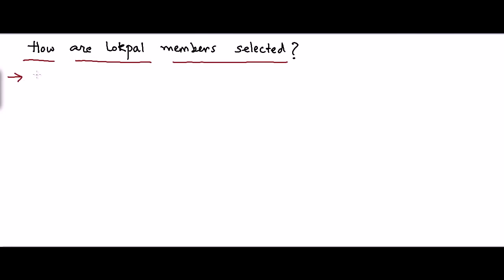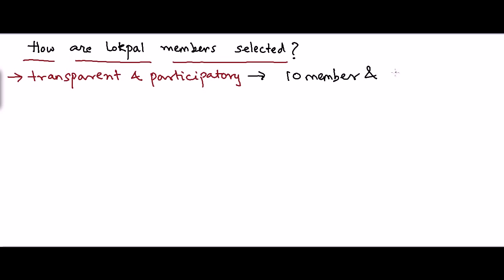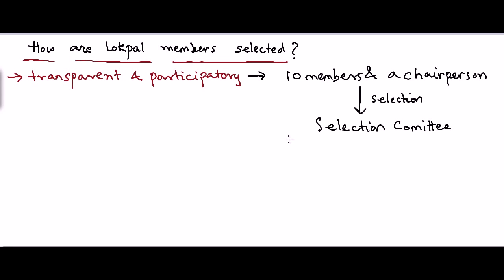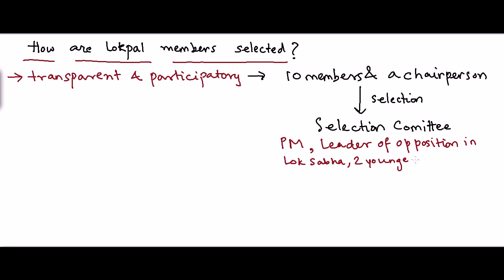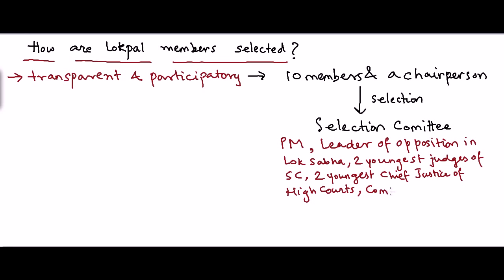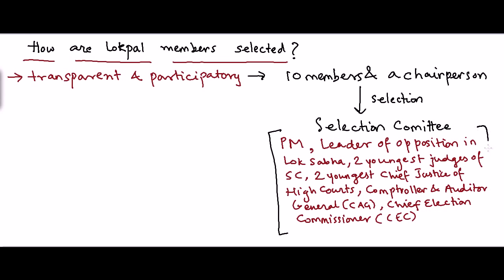Now, the bill states that the process of selection of the members is transparent and participatory. At the center we have 10 members and a chairperson, all of whom are selected by a selection committee. The selection committee would comprise the Prime Minister, the leader of opposition in Lok Sabha, two youngest judges of the Supreme Court, two youngest chief justices of the High Court, the Comptroller and Auditor General, and finally the Chief Election Commissioner. So these people will form the selection committee, and the selection committee will then select these members from a pool of shortlisted candidates given to them by the search committee.